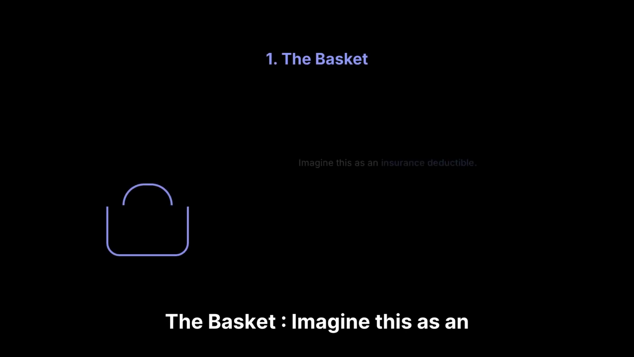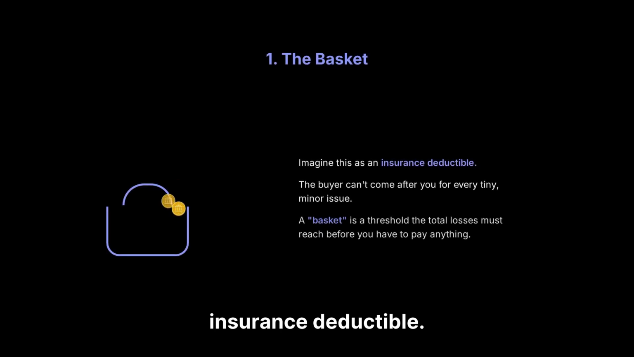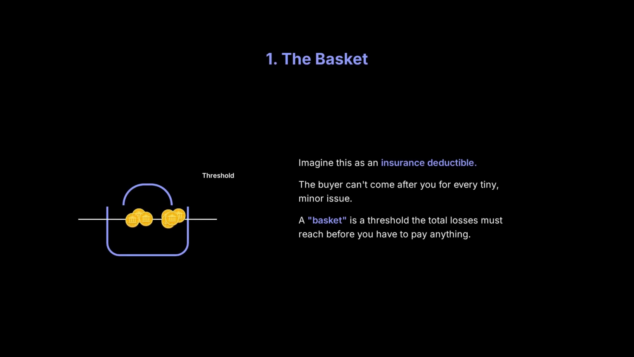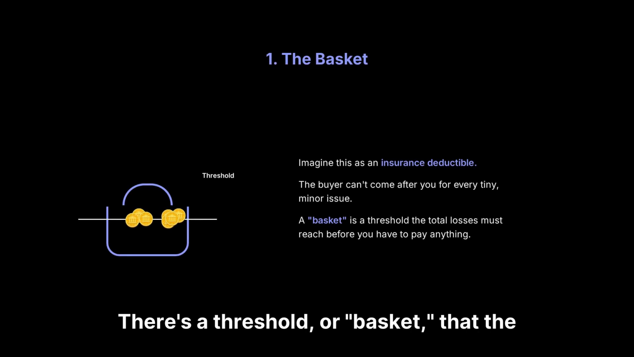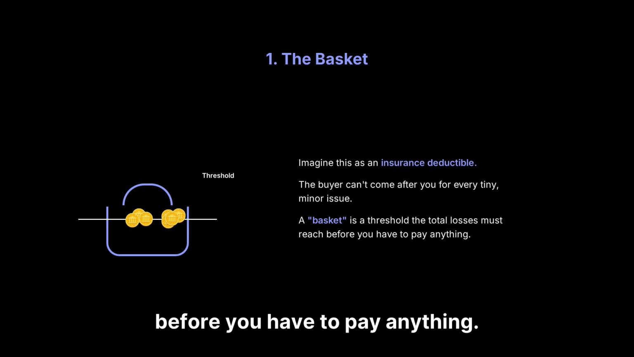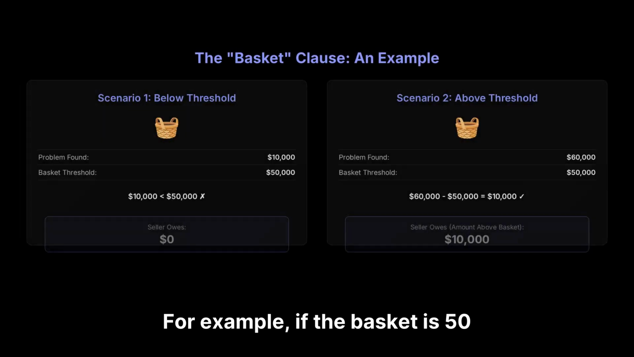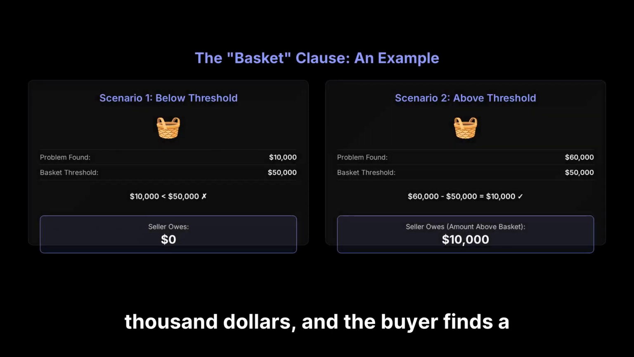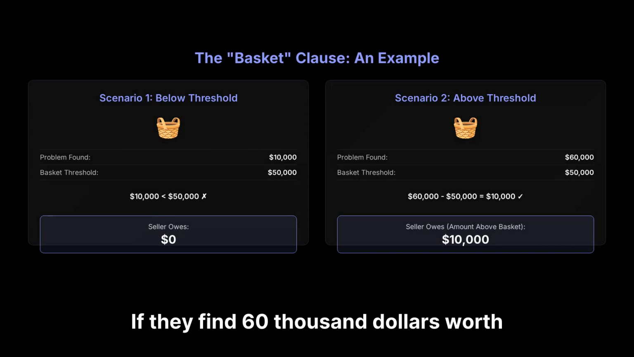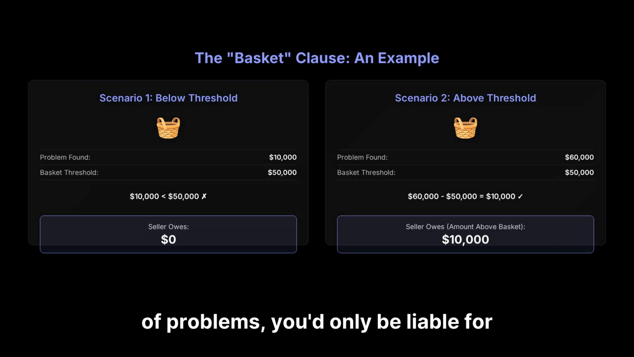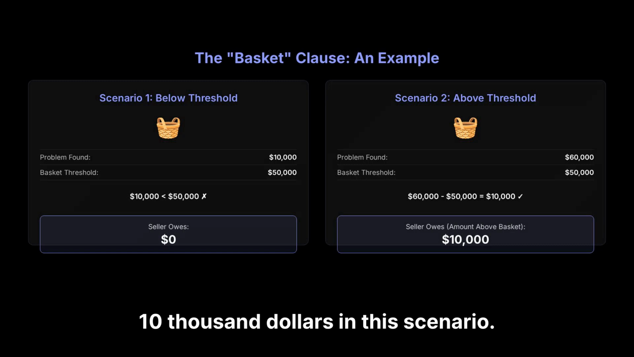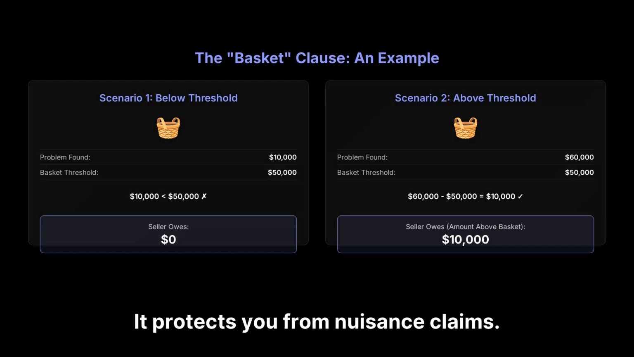One, the basket. Imagine this as an insurance deductible. The buyer can't come after you for every tiny, minor issue. There's a threshold, or basket, that the total amount of their losses must reach before you have to pay anything. For example, if the basket is $50,000 and the buyer finds a $10,000 problem, you owe nothing. If they find $60,000 worth of problems, you'd only be liable for the amount above the basket, which is $10,000 in this scenario. It protects you from nuisance claims.